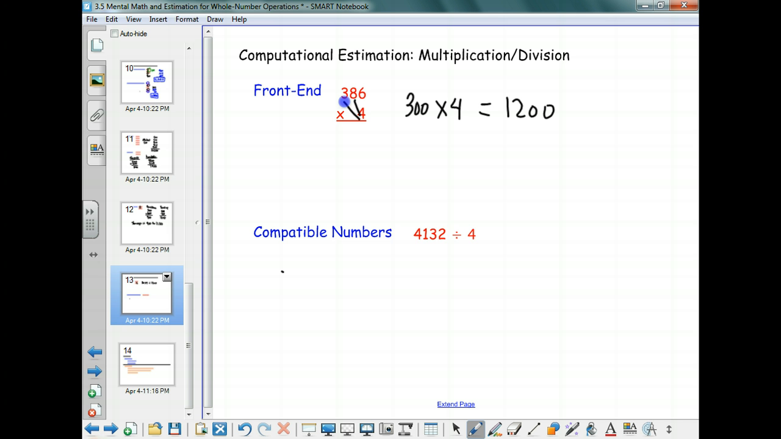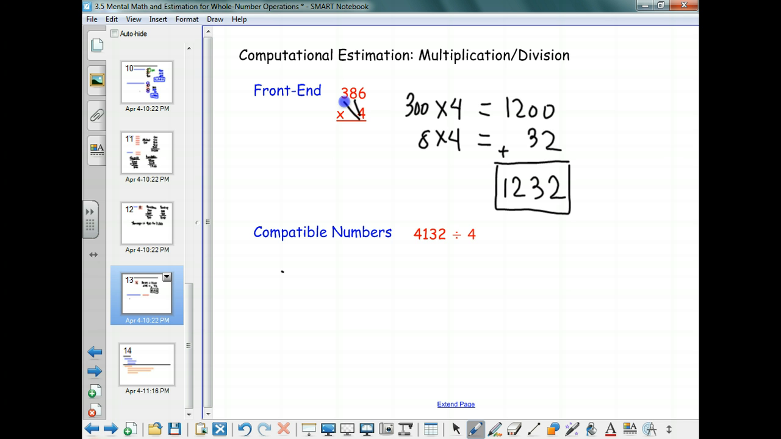And then I multiply the 8 times the 4, which is 32. And while I could keep going, if I did, it wouldn't be estimation anymore. I'd be getting the exact answer. So once I've done the first two multiplications, I stop and I add them. I have 1232, and that would be the estimation for that multiplication.